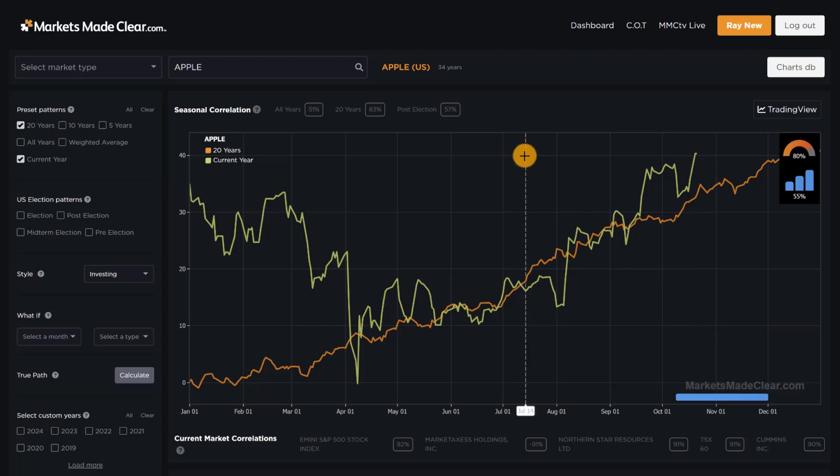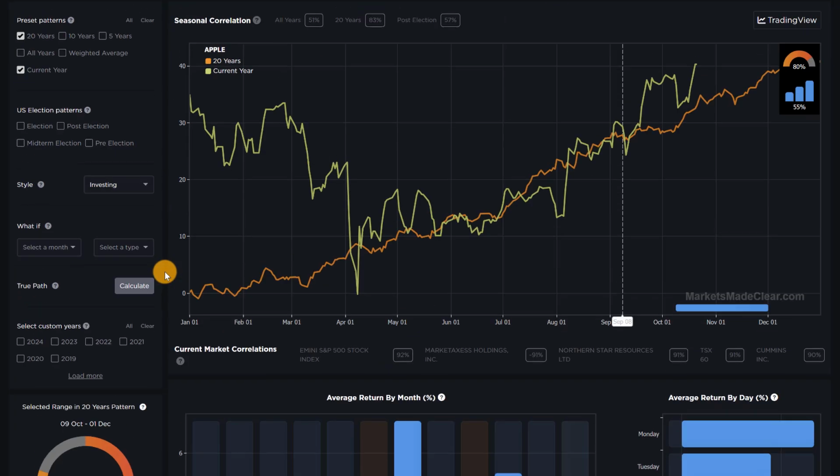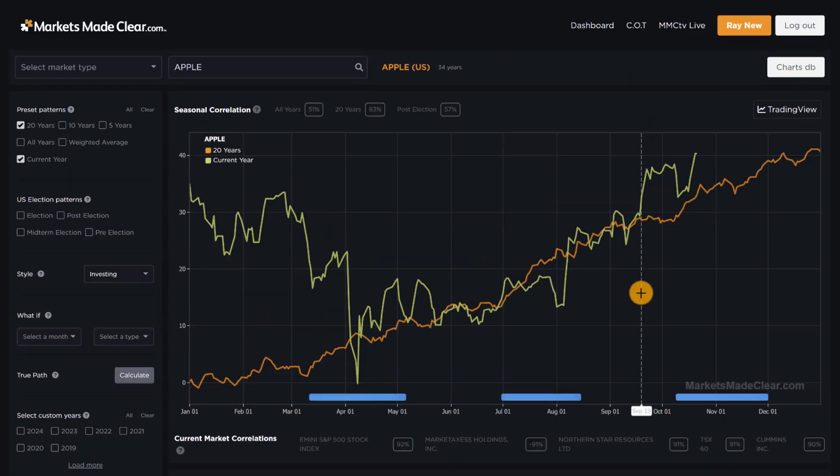Apple, over the last 20 years, again, October 9th, there's an 80% success rate. This time over a much longer period of time, you will see it's actually 38 trading days for this one. So if you want a slightly longer time horizon, you have the ability to switch to the investing patterns. You can do it also within the chart by switching between trading and investing.